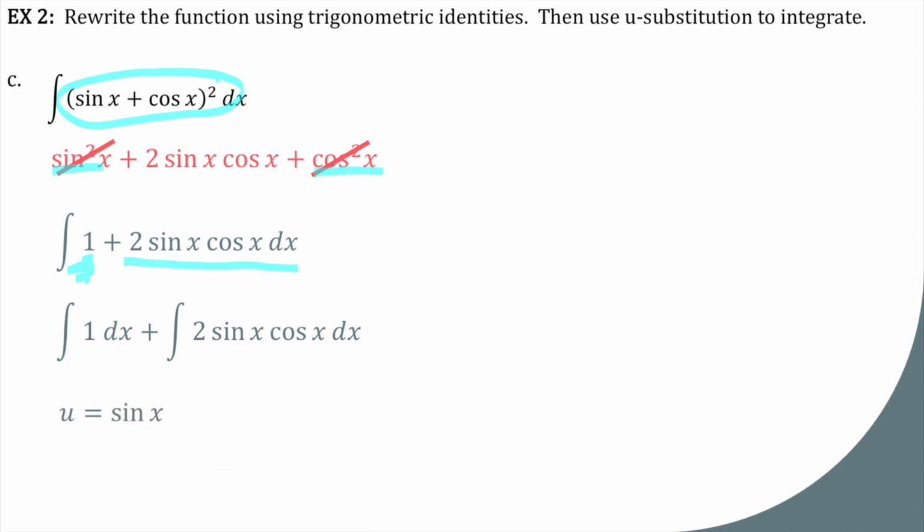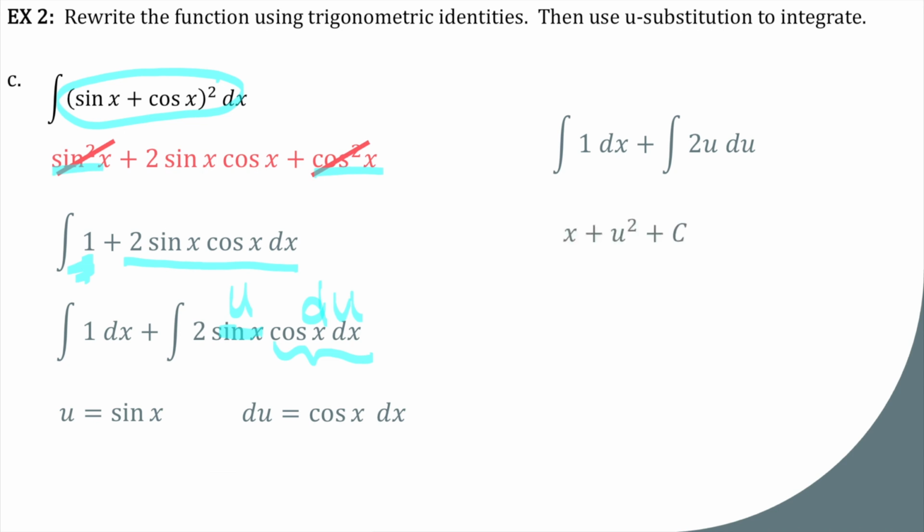Now we'll let u equal sine x. What's the derivative of sine x? Cosine x. So look, u is right here, and then du is right next to it. Now this looks much easier to integrate. So 1 becomes x, 2u becomes u squared, add our constant of integration, and then plug u back in.